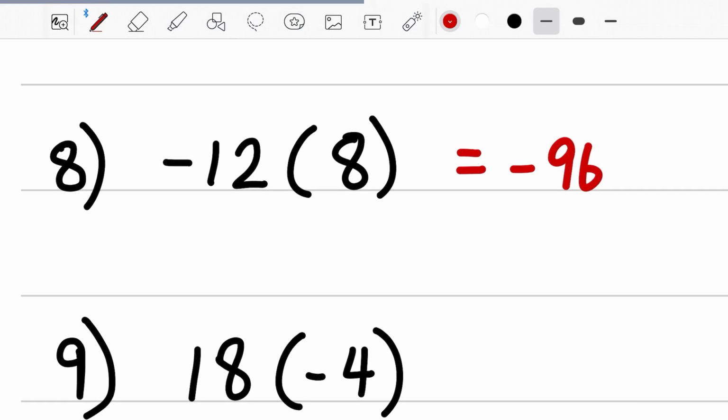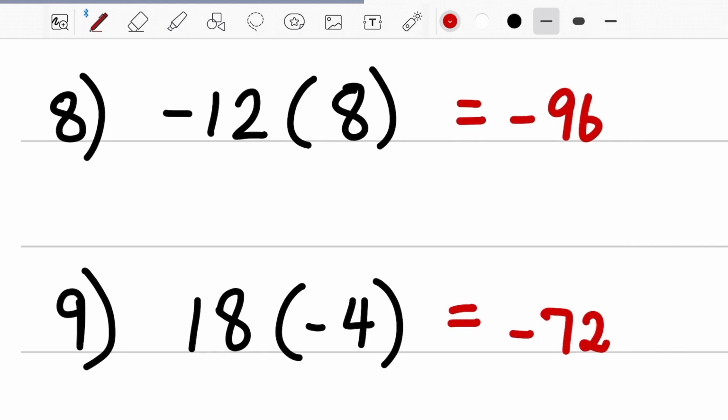Question 9, we have 18 times minus 4. Now 18 times 4 is 72. 18 is positive, minus 4 is negative. So your answer is going to be negative.